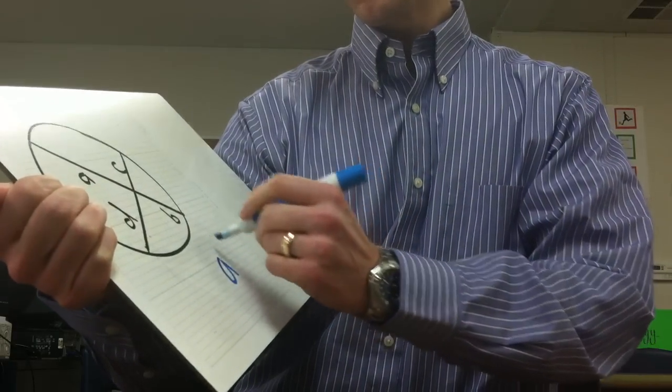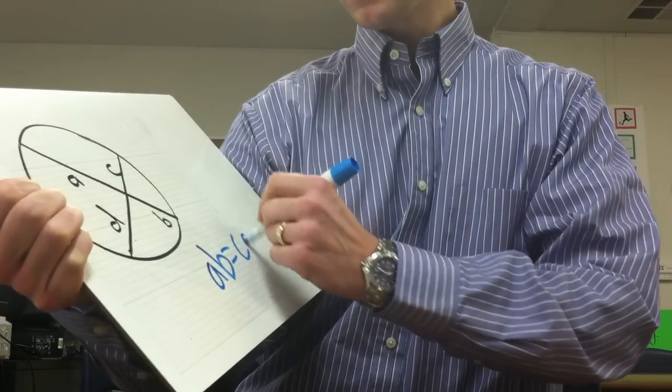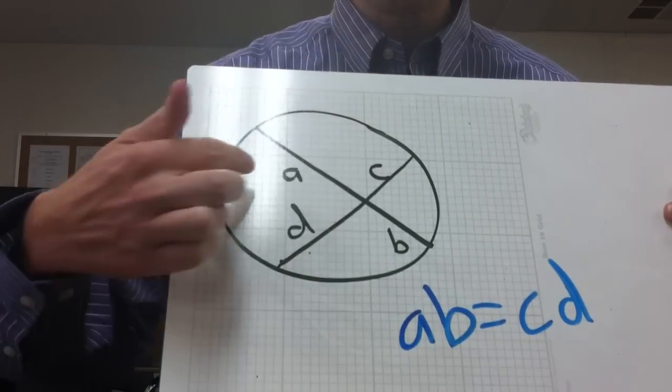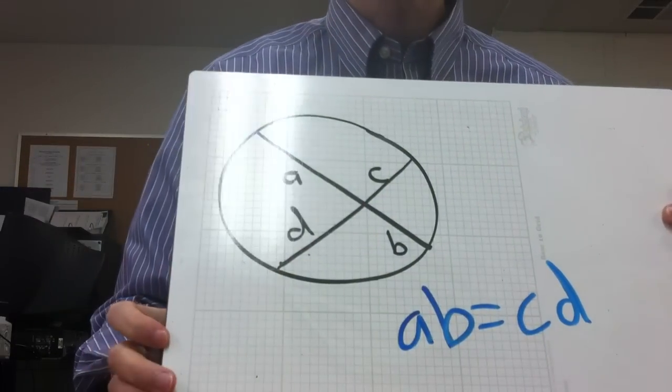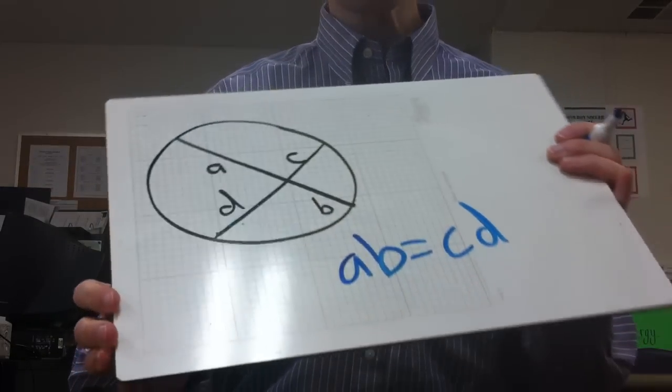And that is the first theorem. A times B equals C times D. So you just multiply the pieces, and you can figure out the missing measurement.